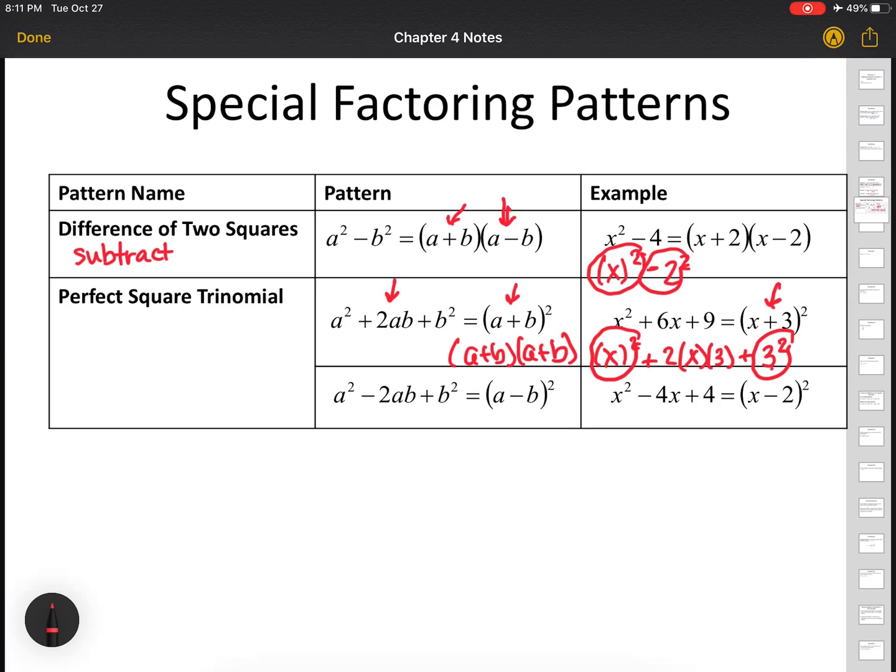Same thing down below. If I had the difference and then a subtraction here, then I'm going to use the minus sign with that. So for example here, x squared, and I have a 2 squared here, but in the middle they subtracted 2 times x times 2, making a negative 4x. And then in the end, that would make an x minus 2 and an x minus 2, which is the same thing as this x minus 2 squared.